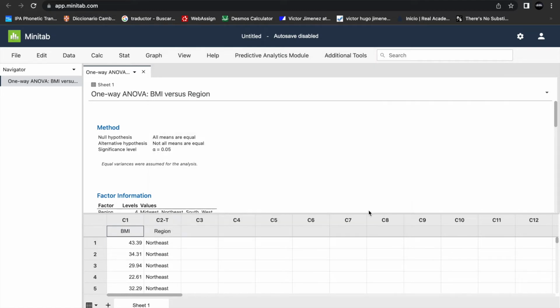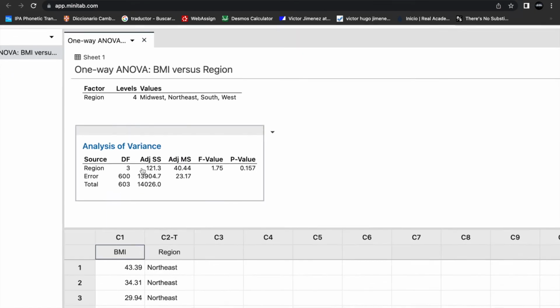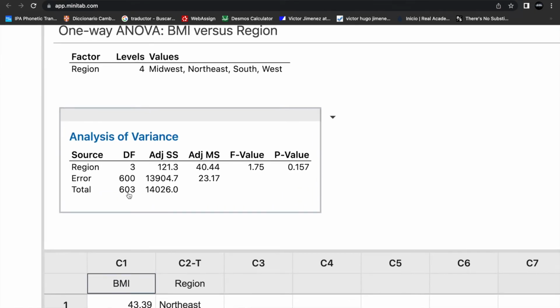Continue without autosave. And notice, you're going to be given a table like the one we have seen before, only by doing this. So it's very simple to compute the analysis of variance if you have the raw data. Notice how we have the F-value, the p-value, and the degrees of freedom, in this case, 3 and 600, and the mean square error from the groups or region in this case, and from the error. But what do we need here? We need the F-value and the p-value.